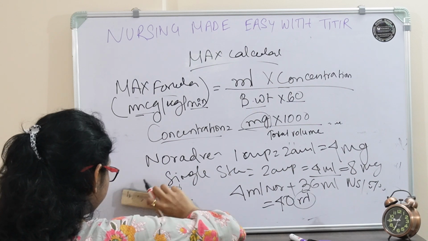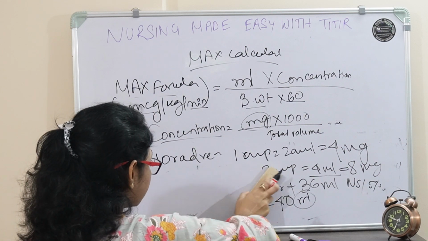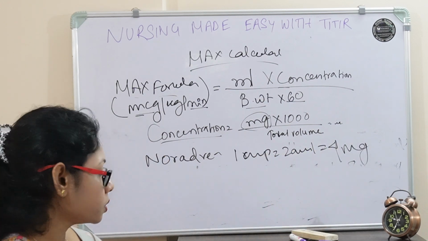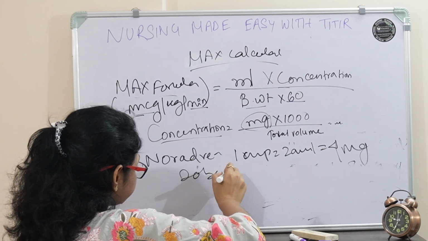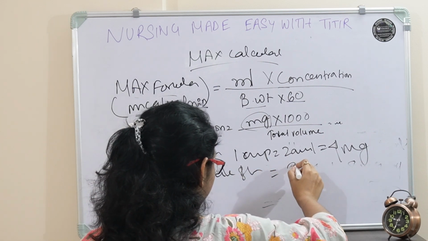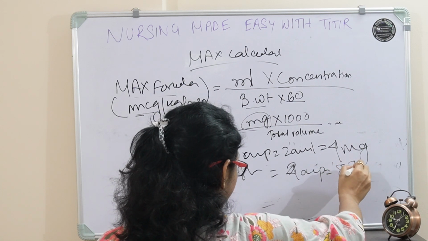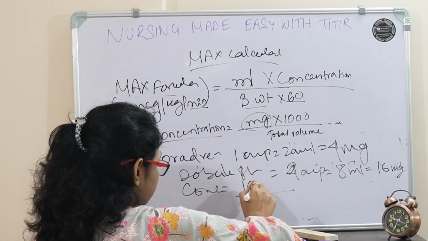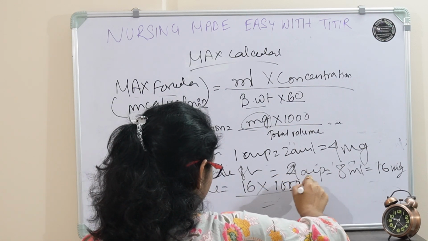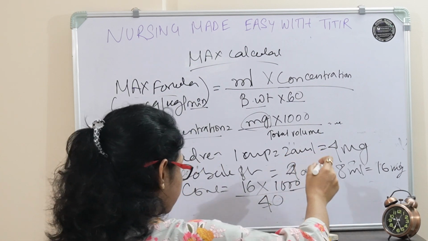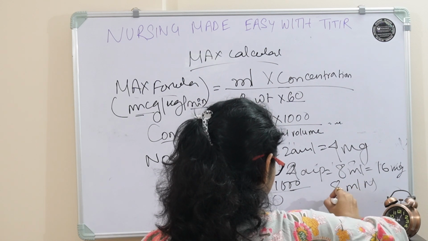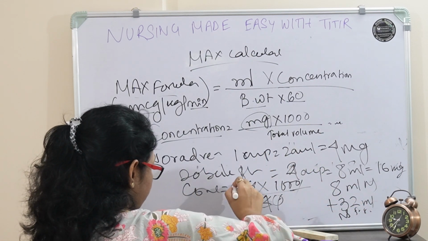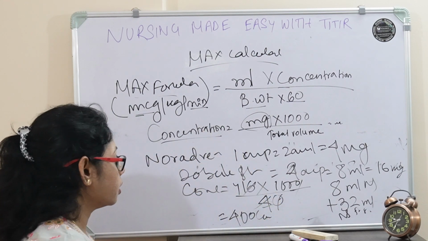As I said, if your patient is not hemodynamically stable, if BP is not increasing, in that case you can use the double strength also, or in most ICU cases, if the patient is in a post cardiac arrest scenario. For double strength norad, you have to take 4 ampoules, that means 8 ml, and the dose is 16 mg. The concentration will be 16 into 1000 divided by 40, as I said, 8 ml of norad, and now I will take 32 ml of normal saline or 5% dextrose. So 400 would be the concentration for double strength norad.